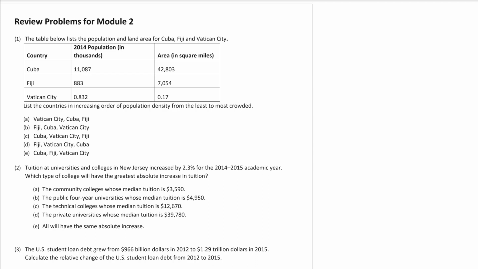The table below lists the population and land area for 3 countries, and we are asked to list the countries in increasing order from smallest to largest population density. If you recall from lesson 2.1, population density is defined as people on top of the area. So you're dividing people by the area to get the density.